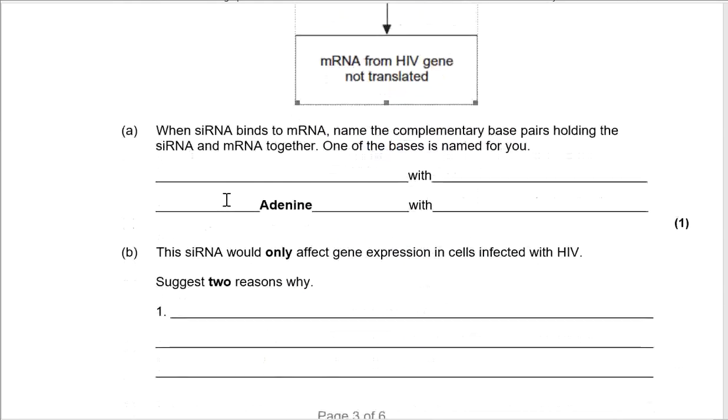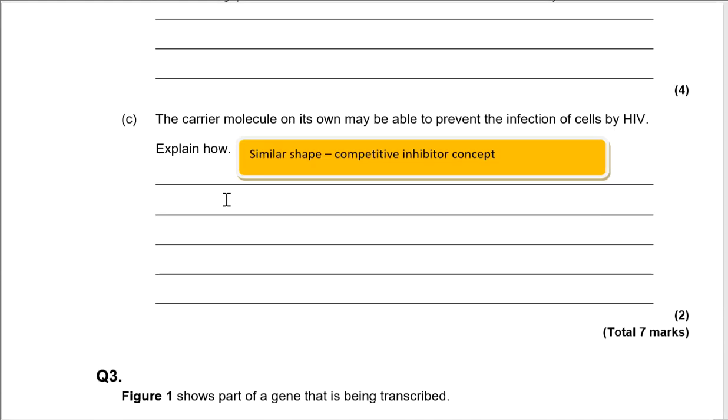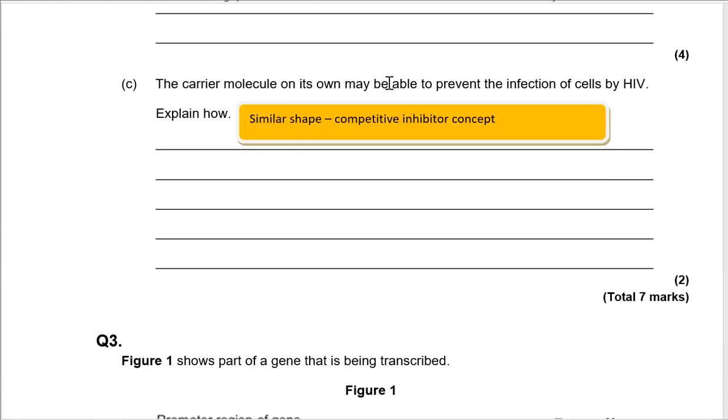Okay, so we've done that. Let's go to the other one. A carrier molecule on its own may be able to prevent the infection of cells by HIV. This is quite a tricky one. So it's saying the carrier molecule on its own, without having other medication, the hypothesis is, in theory, it can prevent the cells from getting infected with HIV.